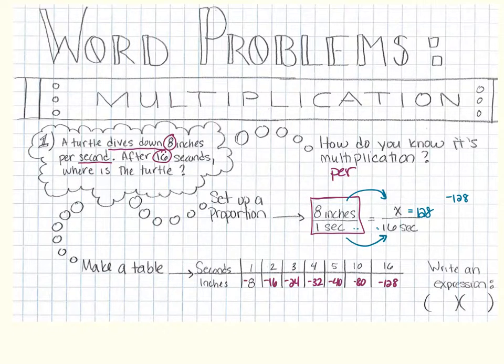So in order to write an expression, you have to realize what the two numbers are that you multiplied together. So you actually multiplied negative 8 because it's going down negative 8 inches every single second. And then you ended up multiplying that by 16 seconds to get your answer.